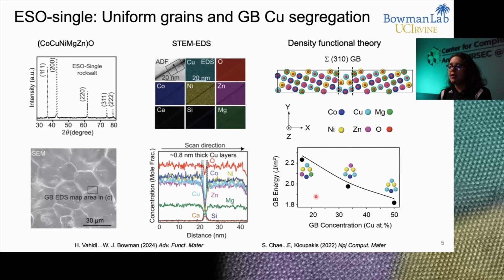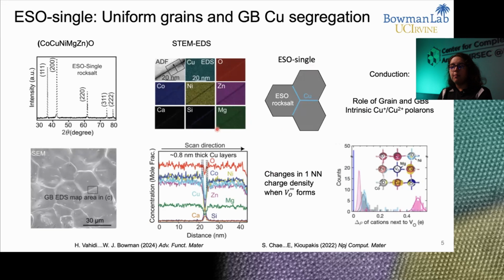to look at the energy of the grain boundary as a function of the concentration of copper in the grain boundaries. You can see that as you increase the amount of copper at the grain boundary, the number of atoms, with copper shown as the blue atom over here, you're decreasing the energy, which is in agreement with our understanding of segregation to the grain boundary.